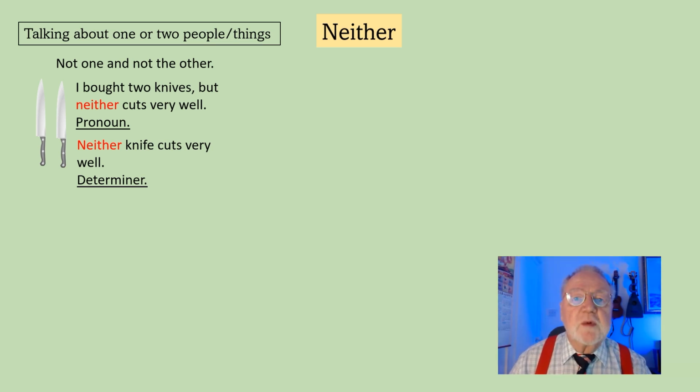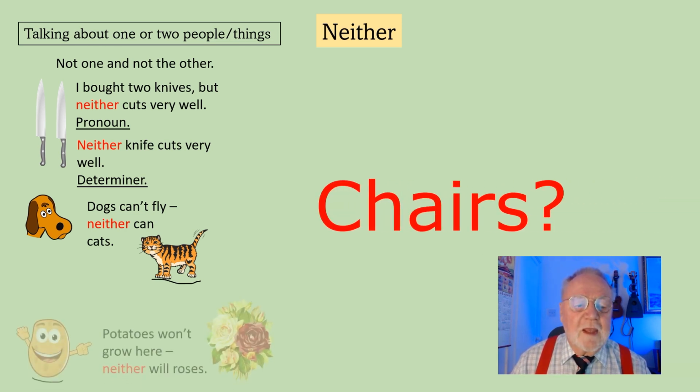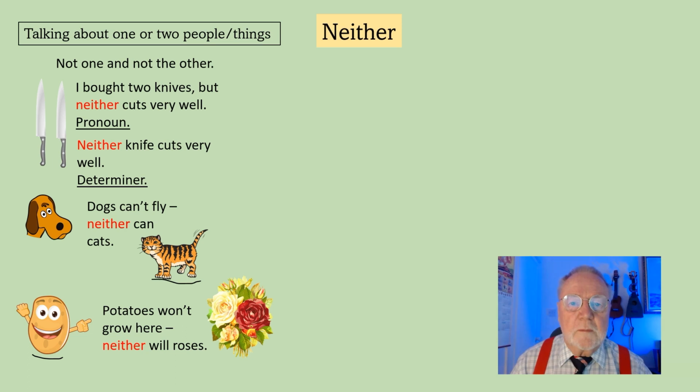Here are some more examples of very general terms for neither. Dogs can't fly, neither can cats. You notice that they are 2 similar things. Dogs and cats are both animals. It would be rather strange to say dogs can't fly, neither can chairs, wouldn't it? Potatoes won't grow here, neither will roses. They're both plants, aren't they?